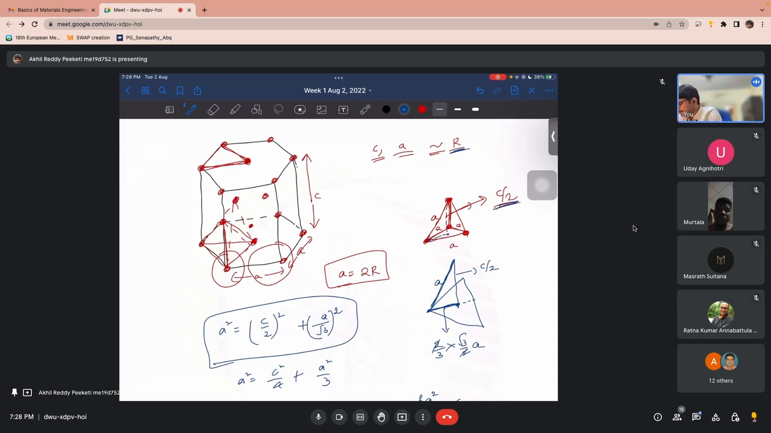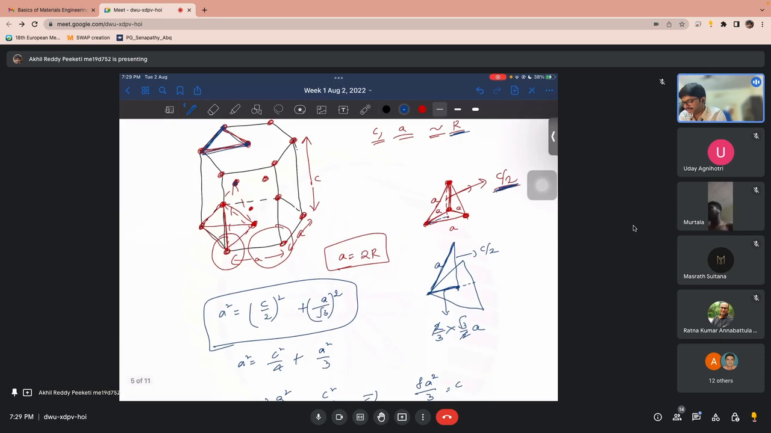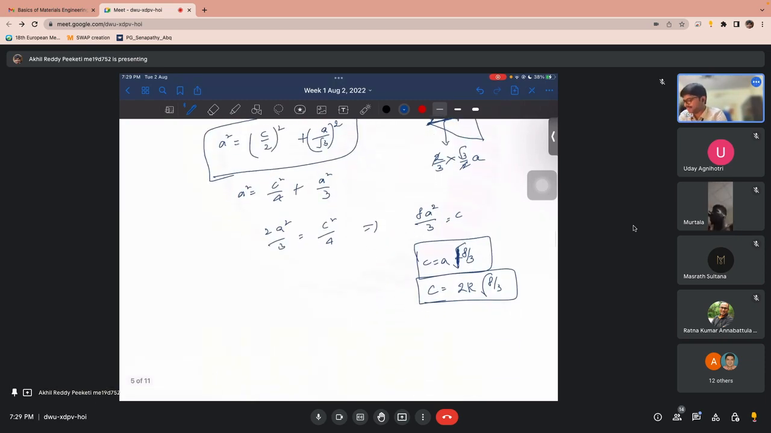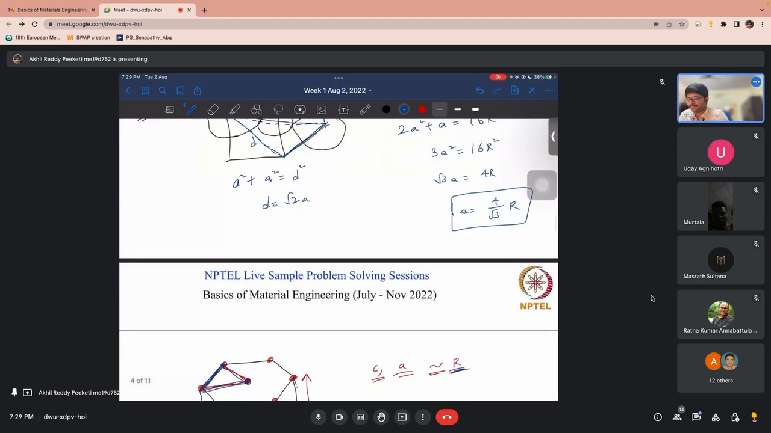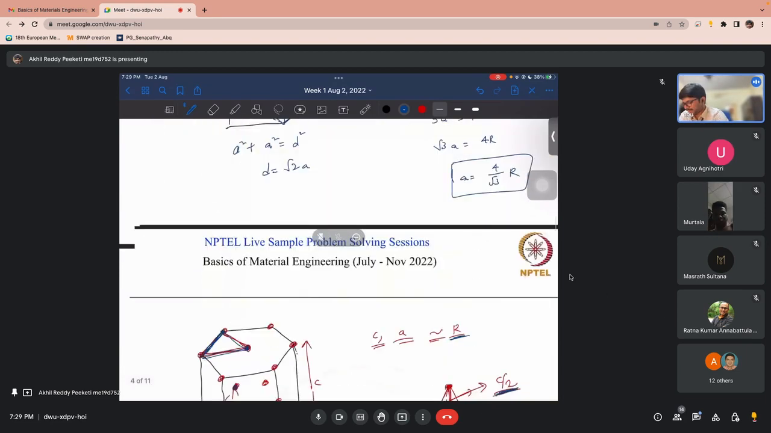So I'll repeat again. You have to look at the triangle formed by the edge and one of the face centers. So that triangle and one of the internal atoms will form a tetrahedral, an equilateral tetrahedral. So with that you can estimate the C in terms of A, and from there, because you know A in terms of R, you can estimate C also in terms of R. Okay. Any doubt in this for anyone? Okay, I hope there is no doubt.